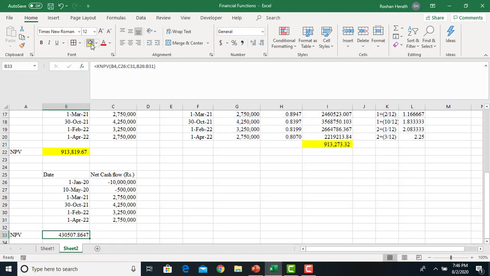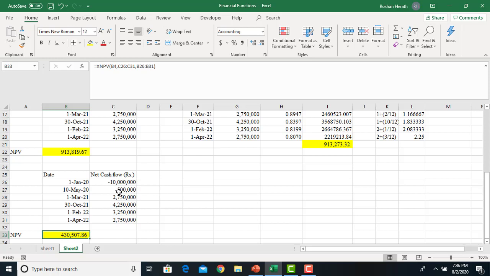Your cash flow turns out to be 430,507. It is simply because this cash flow occurs quite near the beginning of the period. Just after about 5 months this cash flow occurs, so it makes a huge impact. The project value was 913,819 earlier. Now with this new cash outflow, the NPV turns out to be 430,507, simply because it occurs at the initial stage of the project.